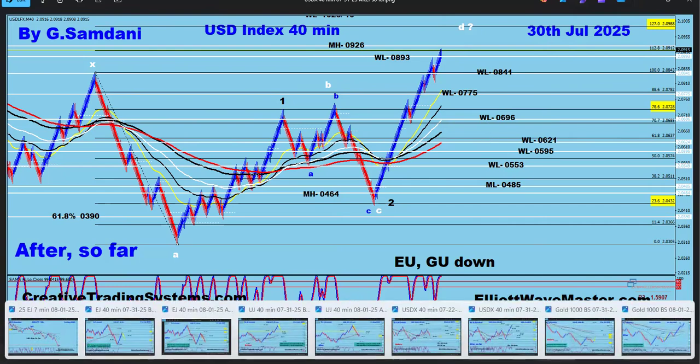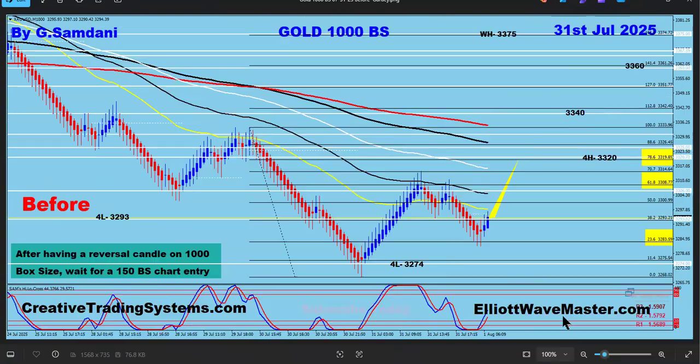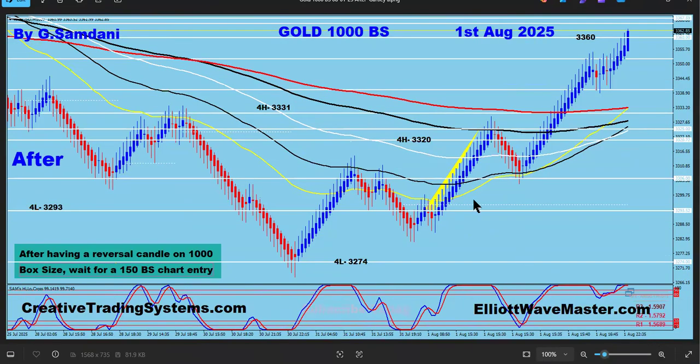Right. So these are the charts, and like I said, gold is supposed to be going to the upside. And what happened? This gave me 420 pips in my entry chart. Beautiful entry right there, and then all the way to the upside. You can see here how much it went, from 31.10 up to 33.60. Right. So this is how it is.